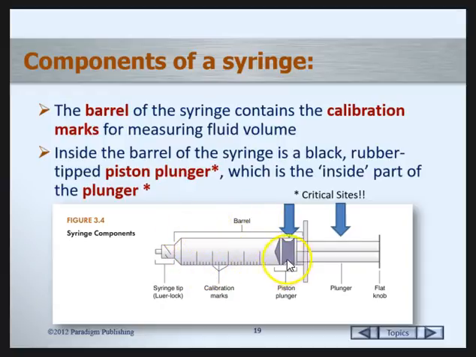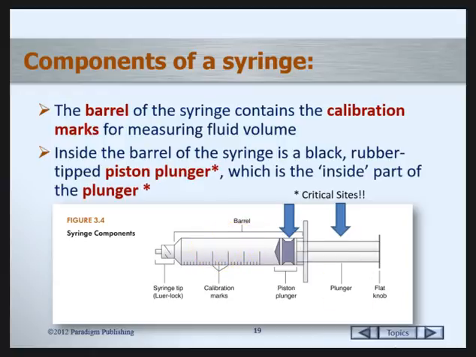Inside the barrel, there is a black rubber-tipped piston plunger, which is the inside part of the extension of the plunger. The piston plunger and the plunger itself are considered to be critical sites. Most of your syringes will have a beveled area down towards the flat knob where your fingers can touch, but you don't want to put your fingers on the longer part of the plunger because as we push down, that plunger slides inside of the barrel.